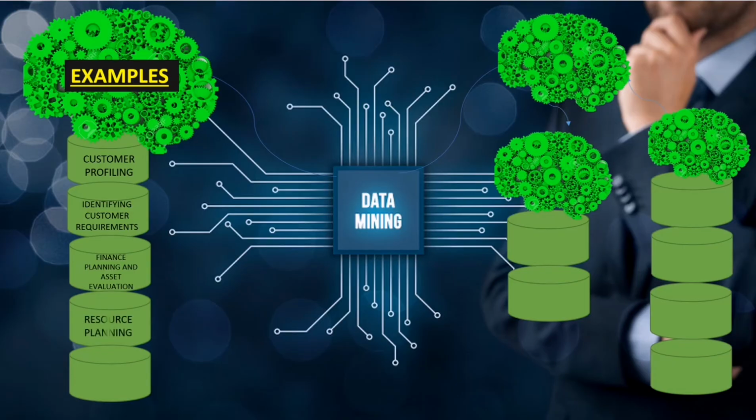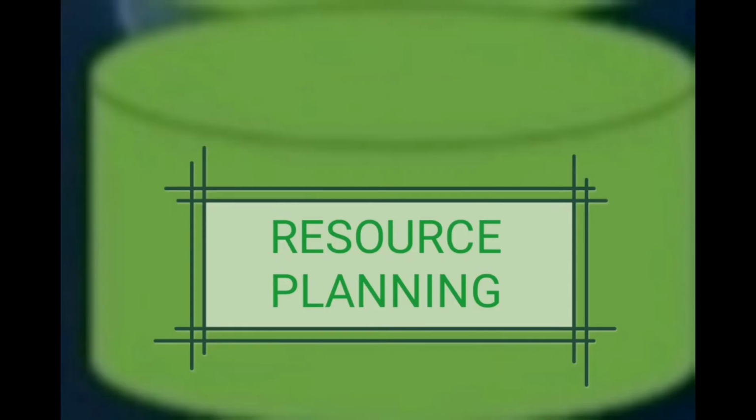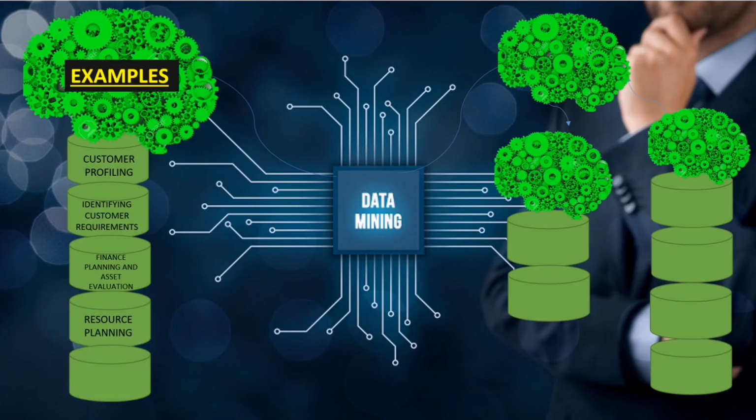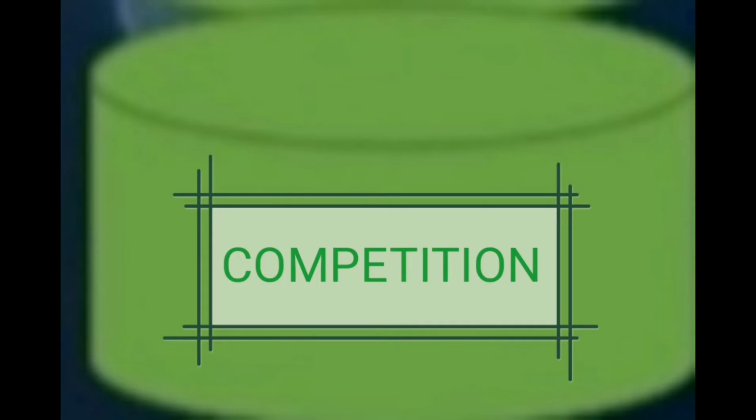Fourth is the resource planning. It involves summarizing and comparing the resources and spending. Lastly, competition. It involves monitoring competitors and market directions.